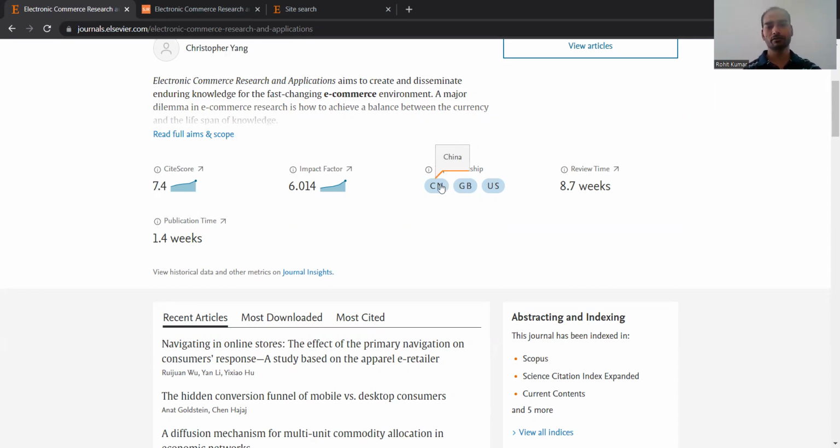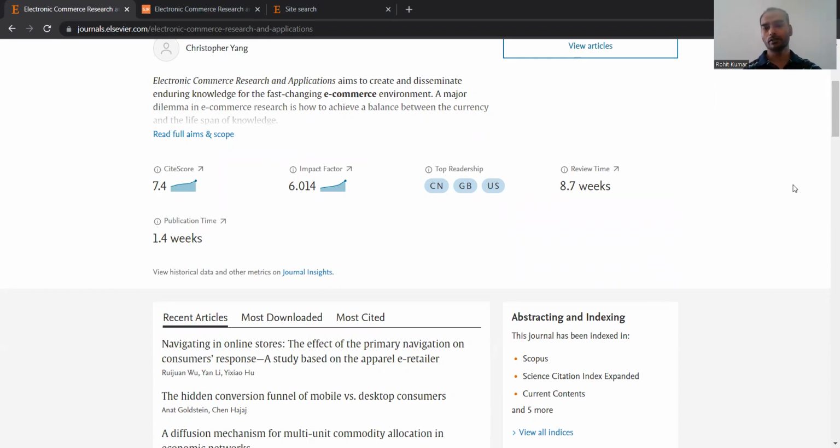Top readership comes from China, Great Britain, and the US, and surprisingly, India is not in the top 3 readership countries. So you can know, as I was discussing just now, that Indian authors are not very familiar with this particular journal. We should focus on it, because the journal and the articles are good enough.